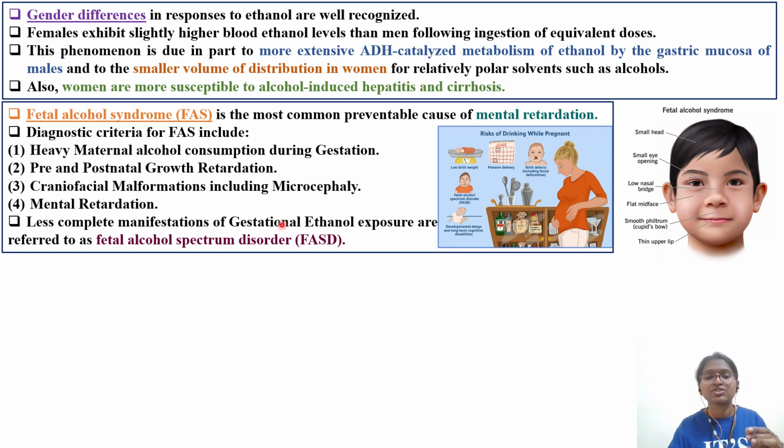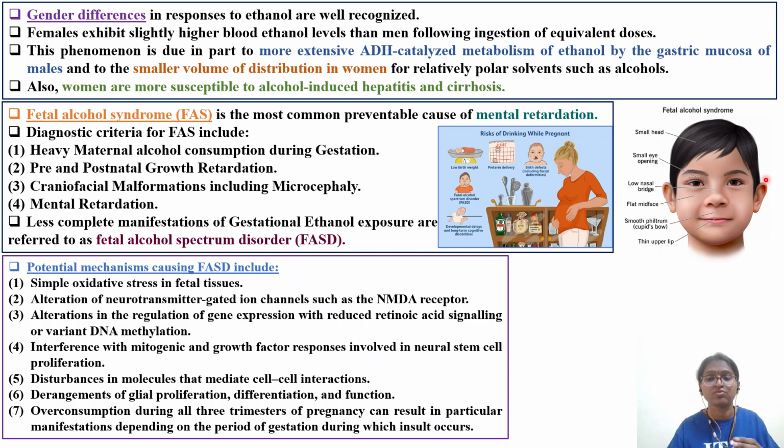Thus the complete manifestation of gestational ethanol exposure is referred to as, a new term that you will come across, fetal alcohol spectrum disorder. So what is this FASD? We'll discuss the important points that we need to remember with respect to the textbook. Potential mechanisms causing this FASD include oxidative stress in fetal tissues. The fetus will be there in the fetal tissue, oxidative stress will be there, because of which ROS, reactive oxygen species, free radicals will be generated.